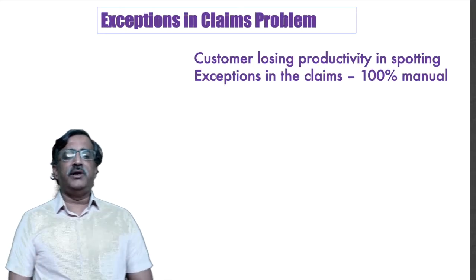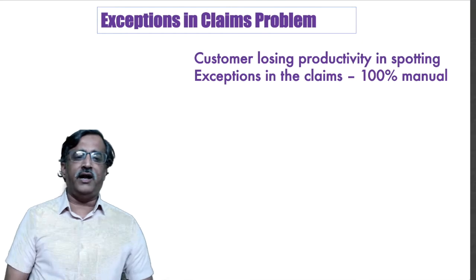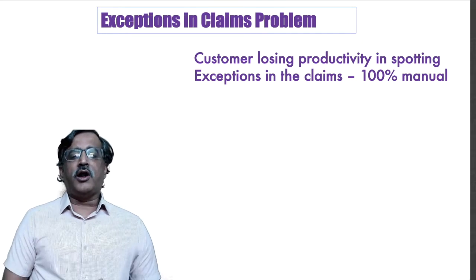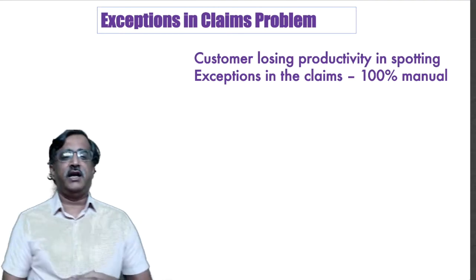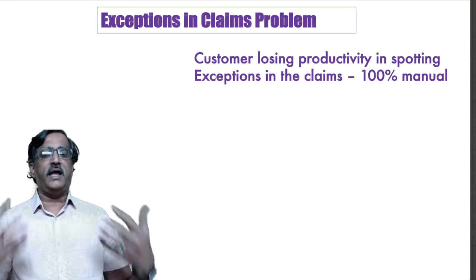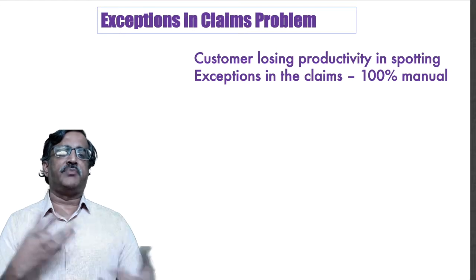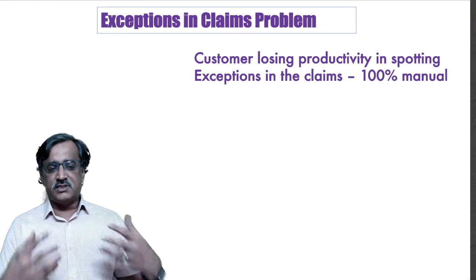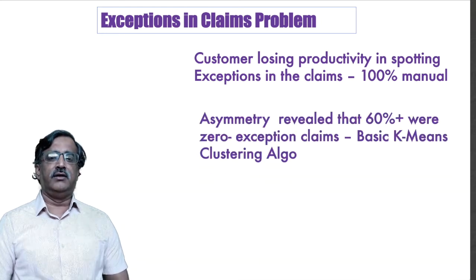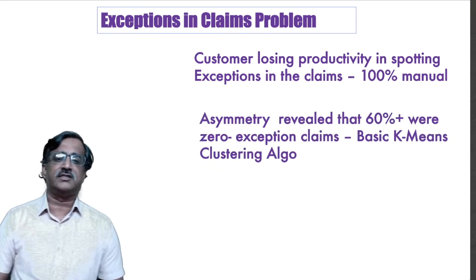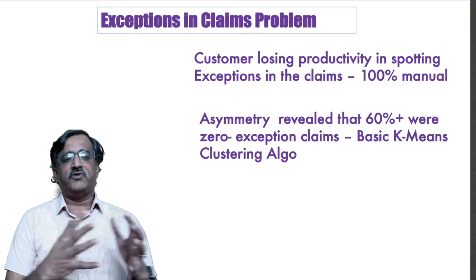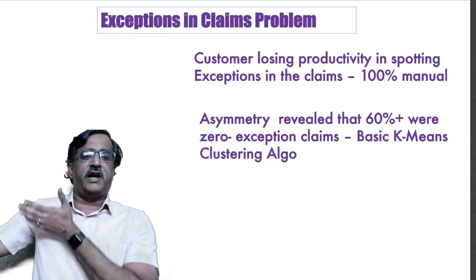In my other job in CMI Algolabs, we had a client who came to us because they wanted to automate exception processing in claims, which they were processing manually, and exceptions proved to be slowing them down. So they came to us. We did a basic clustering, which is a k-means clustering algorithm on the data, and we found 60% of the claims had zero exceptions, which means they were straight away approved.